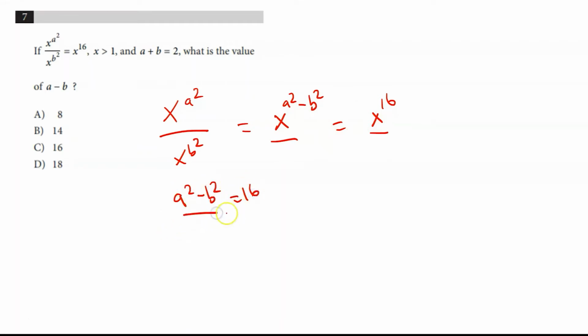This is a difference of squares, so we can factor this now into a plus b times a minus b equals 16. However, we have to look at what we're given. A plus b equals 2. So that means we have 2 times a minus b equals 16. Thus, a minus b has to be 8.